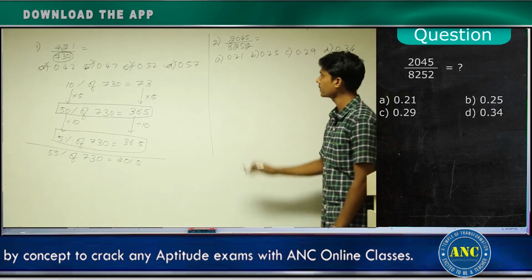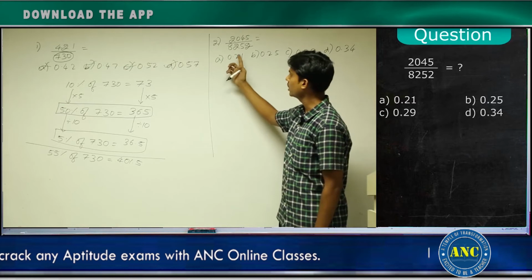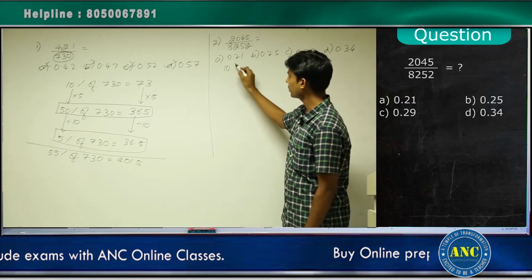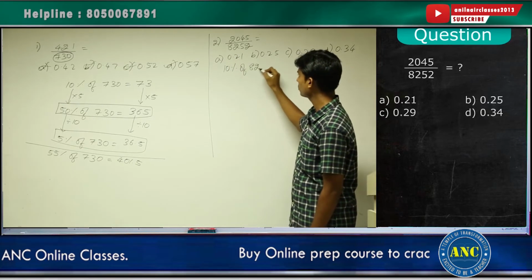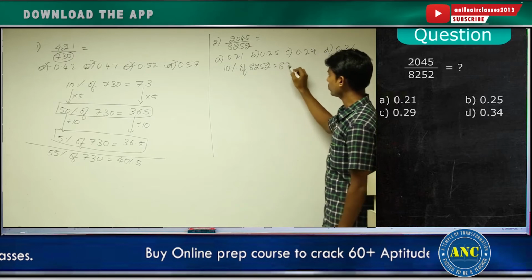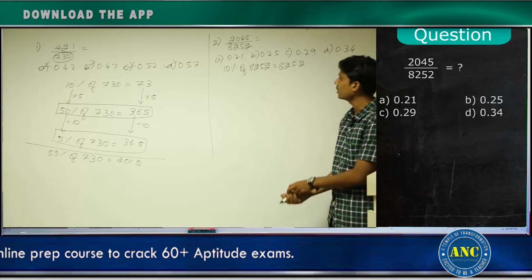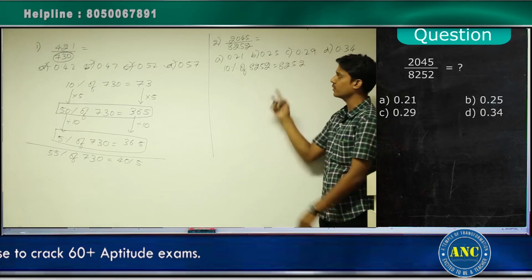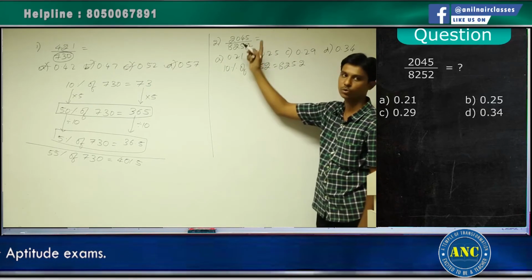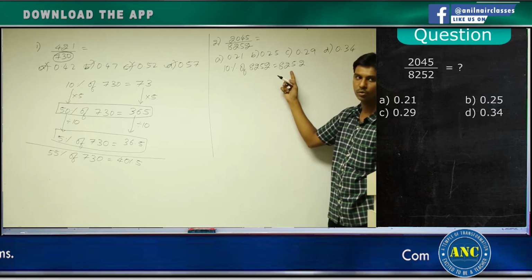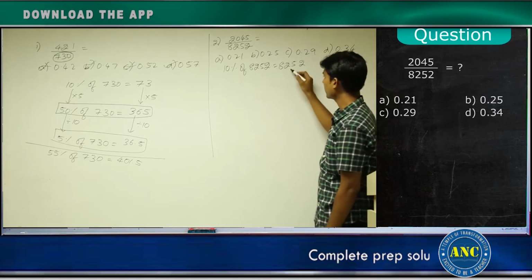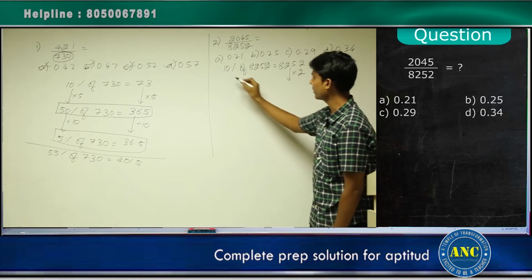Please see here, listen to this. Same logic. If I assume this as 100%, what is 10% of 8252? 825.2. But I require 2000. If I multiply this by 3, it will become 2400, which exceeds 2000. If I multiply this by 2, it will be less than 2000. Let me multiply it by 2.